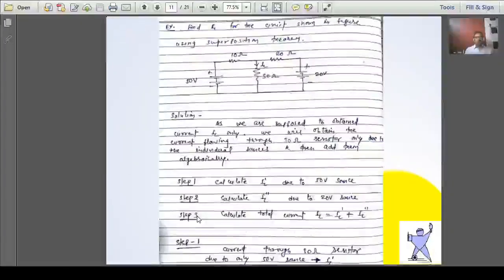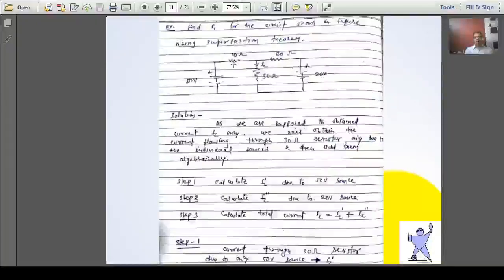So now we are starting the application of the superposition theorem for a particular network. We are taking one example. In this example, find IL for the given circuit shown in the figure using the superposition theorem. For this figure, we have to calculate the current that is flowing into the 30 ohm resistor. As you can see, there are two sources, a 50 volt source and a 20 volt source, acting simultaneously. With the presence of these two sources, we have to find the current flowing through the 30 ohm resistor.